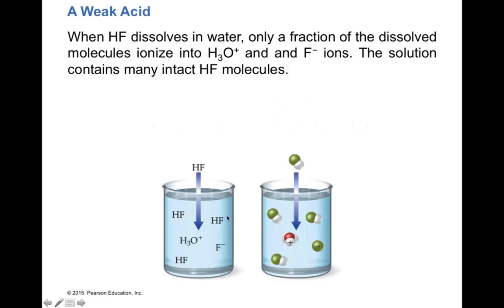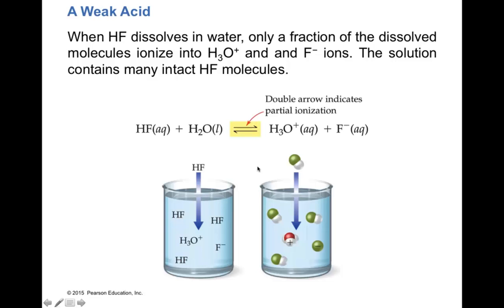When we have a weak acid, instead of the single arrow pointing just to the products, we're going to have a double arrow that indicates partial ionization. It is an equilibrium. In the solution, we're going to have HF and water and also hydronium ion and fluoride, because it's an equilibrium. Some of them are going to the right side, and when they are on this side, they are going to return to the left also. So HF produces H3O positive and fluoride, and sometimes H3O positive and fluoride produce HF and water. It's an equilibrium between these two phases.